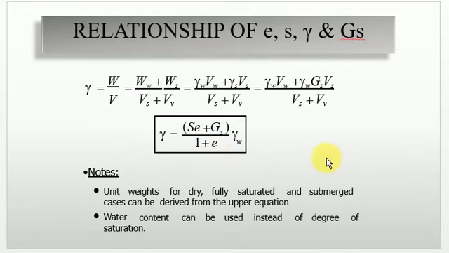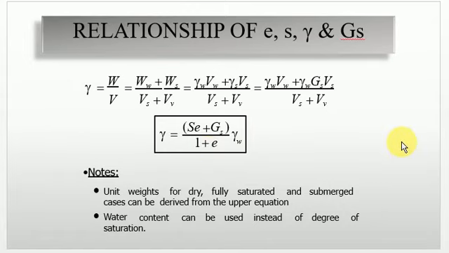Also, if the sample is dry, then the gamma D will become G gamma W over 1 plus e, because if the sample is dry, then the value of Sr, degree of saturation, is 0. So all this term becomes 0, and only the specific gravity G remains. So the equation for the dry density, gamma D, is equal to G gamma W over 1 plus e. Take a look at the notes.